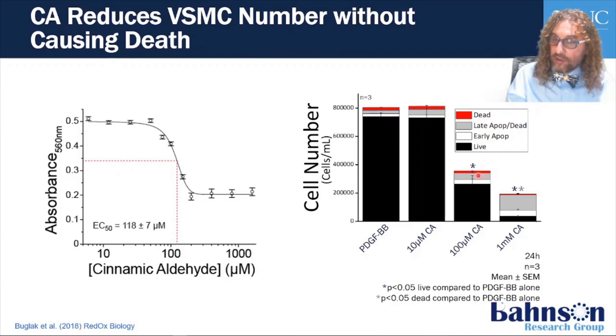Here, the white, gray, and red are early apoptosis, late apoptosis, and dead cells, and there is no statistically significant difference in these dying or dead cells compared to control, but there is a significant reduction in viable cells. This suggests that cinnamic aldehyde reduces cell number without inducing death, therefore inhibiting smooth muscle cell proliferation. Moreover, when we treat with high concentrations of cinnamic aldehyde, we see an increase in cell death, because at 1 millimolar, cinnamic aldehyde is toxic towards these smooth muscle cells.